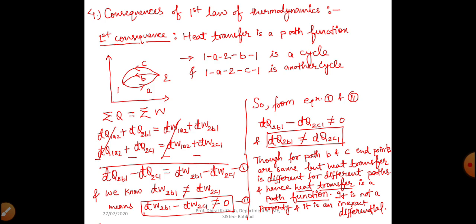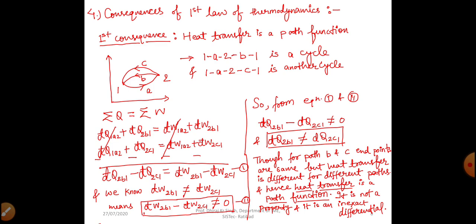We have already discussed that we have to discuss the consequences of the first law of thermodynamics as our fourth topic. So what are the consequences of the first law of thermodynamics? Consequences means outcomes. So the first consequence we can see here: heat transfer is a path function. We have already discussed, students, that work transfer is a path function, right? But here in the first law of thermodynamics, the first consequence is that heat transfer is also a path function.